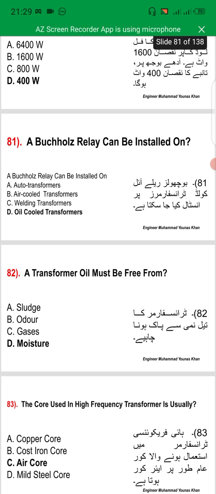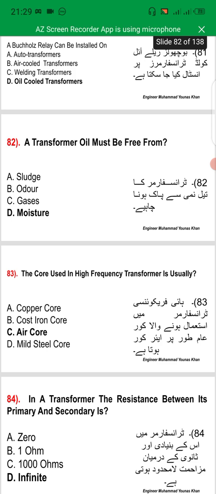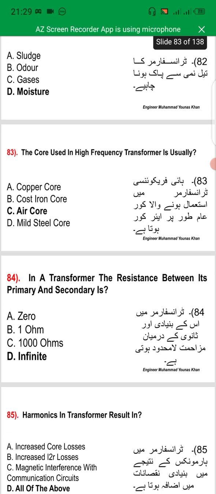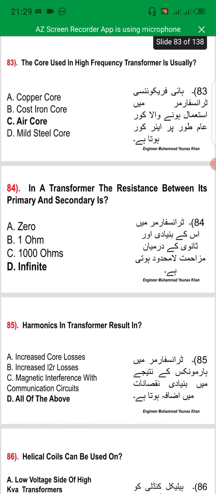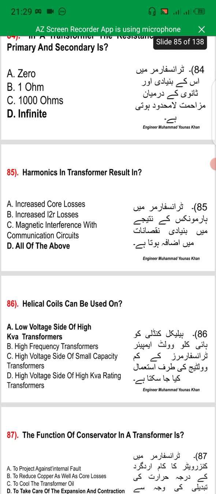Buchholz relays can be installed on oil-cooled transformer. A transformer oil must be free from moisture. The core used in high-frequency transformer is usually air core. In a transformer, the resistance between its primary and secondary is infinite.